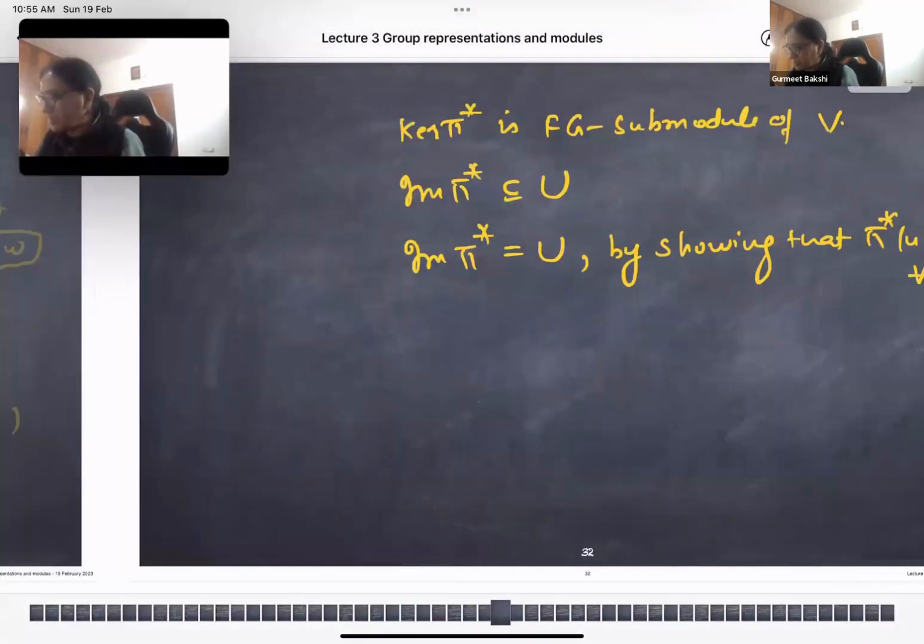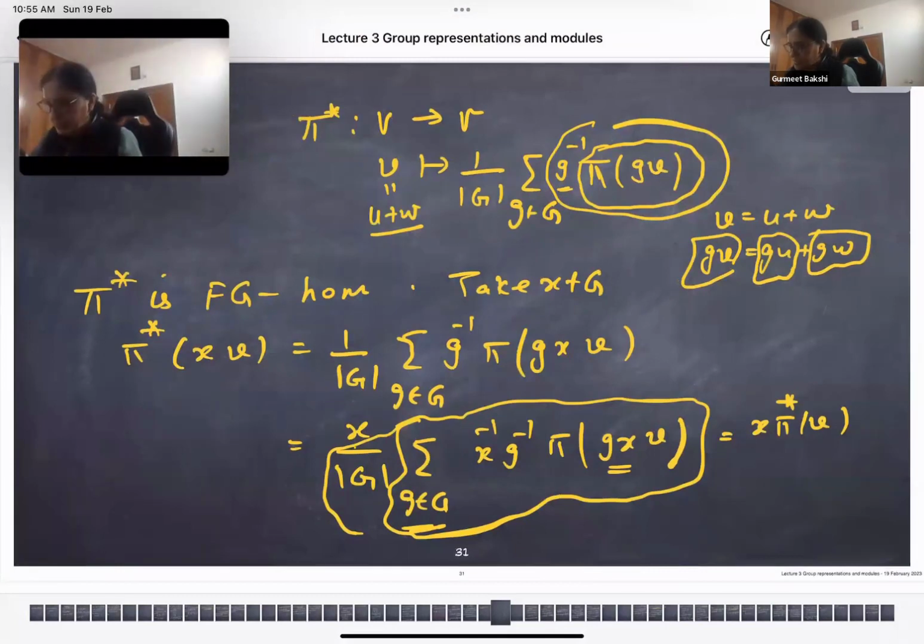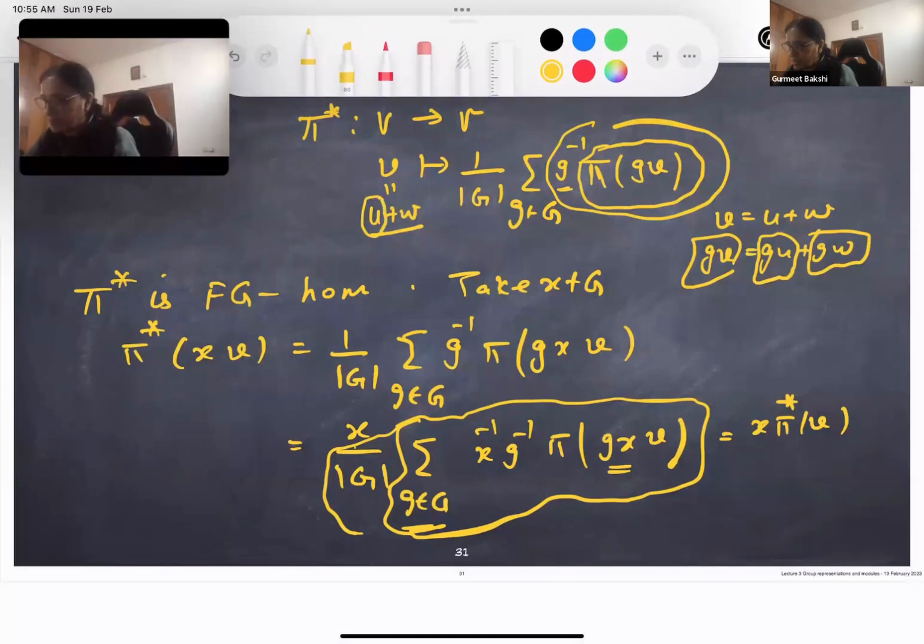Let me tell you the reason. Suppose I begin with an element of U. If I begin with an element of U and the W part is not there, then it is g of u. g of u is an element of U because U is an FG submodule. So pi star of g u will be g u.